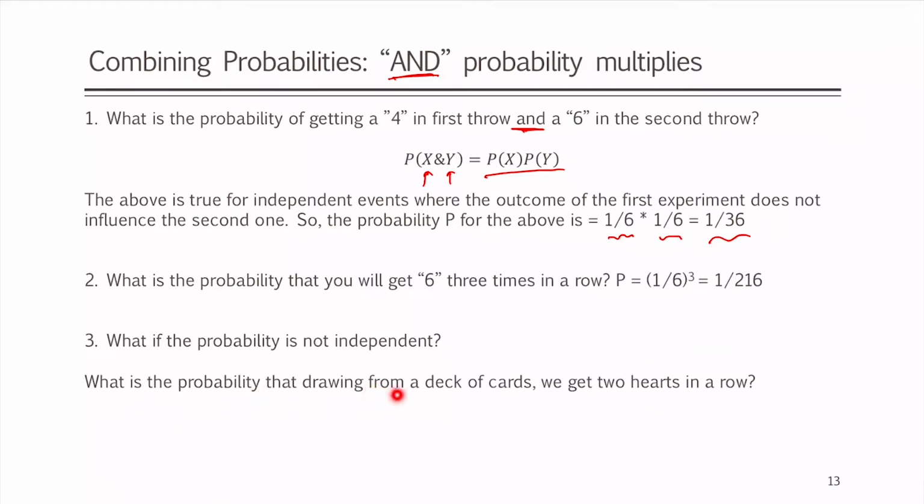What is the probability that, drawing from a deck of cards, we get 2 hearts in a row? Now, if you know about the cards, there are a total of 52 cards, out of which there are 13 hearts.